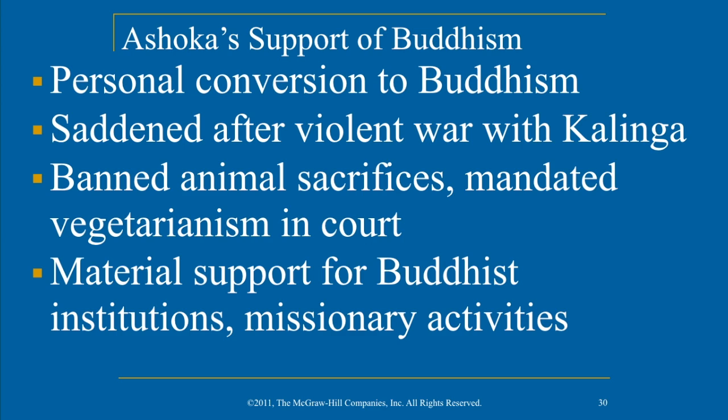The Ashoka supported Buddhism. There was a personal conversion to Buddhism. He was saddened after a violent war with the Kalinga, and he banned animal sacrifices and mandated vegetarianism in his court. Again, the Buddha believed that killing animals was wrong because the Buddha's beliefs go back to, as we end desire and we try to end suffering, we might not finish that goal in this lifetime. And the Buddha believed we got second chances and many, many chances, and that our soul that's inside of us is eternal, and that eventually when we die, we'll just come back as something else.